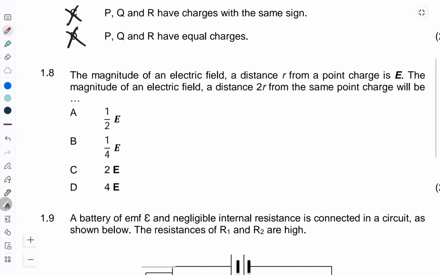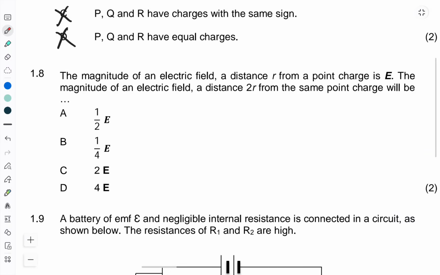Okay, so let's go to 1.8. The magnitude of an electric field a distance r from a point charge is E. And then the magnitude of an electric field a distance 2r from the same point charge will be... If you remember, E is kq over r squared. We are not told anything about k or q, so we just keep them.